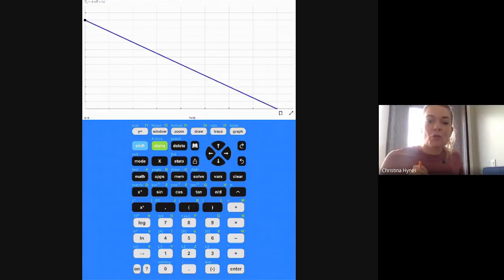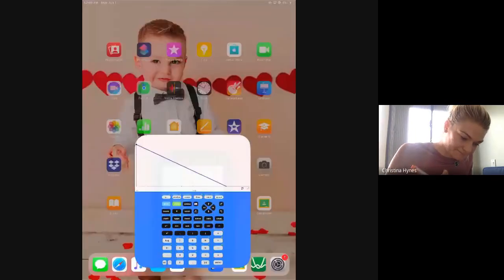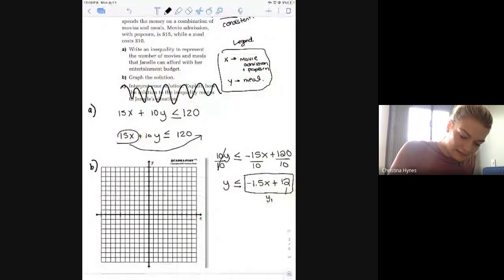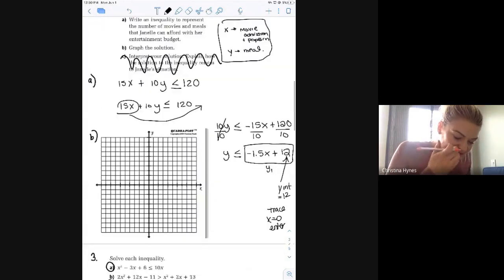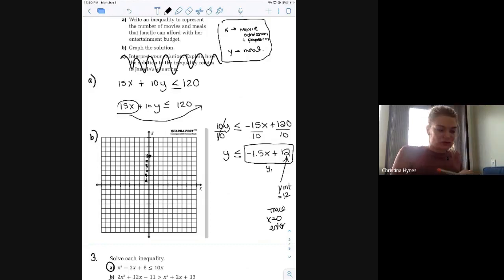So to find your y-intercept, press trace 0, enter. So I just press trace, x equals 0, and then I press enter, and I got 12. So I know that my y-intercept is 12. And then that is what you want to actually plot. So I'm going to make my scale go up by 2s: 2, 4, 6, 8, 10, 12. So I'm going to plot a point at the y-intercept of 12.